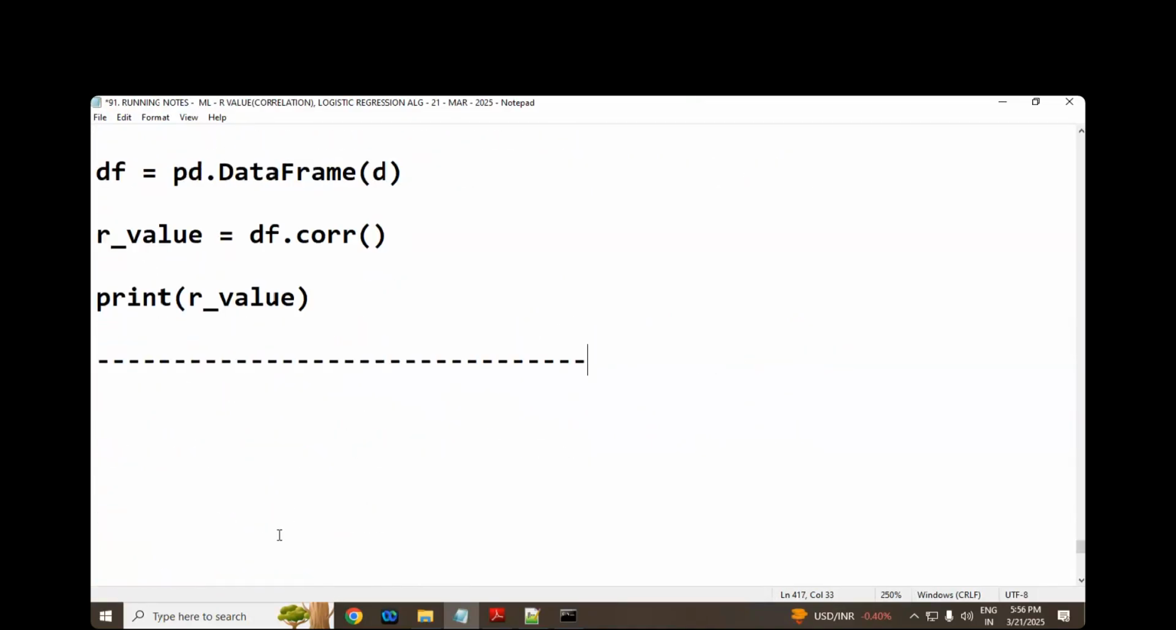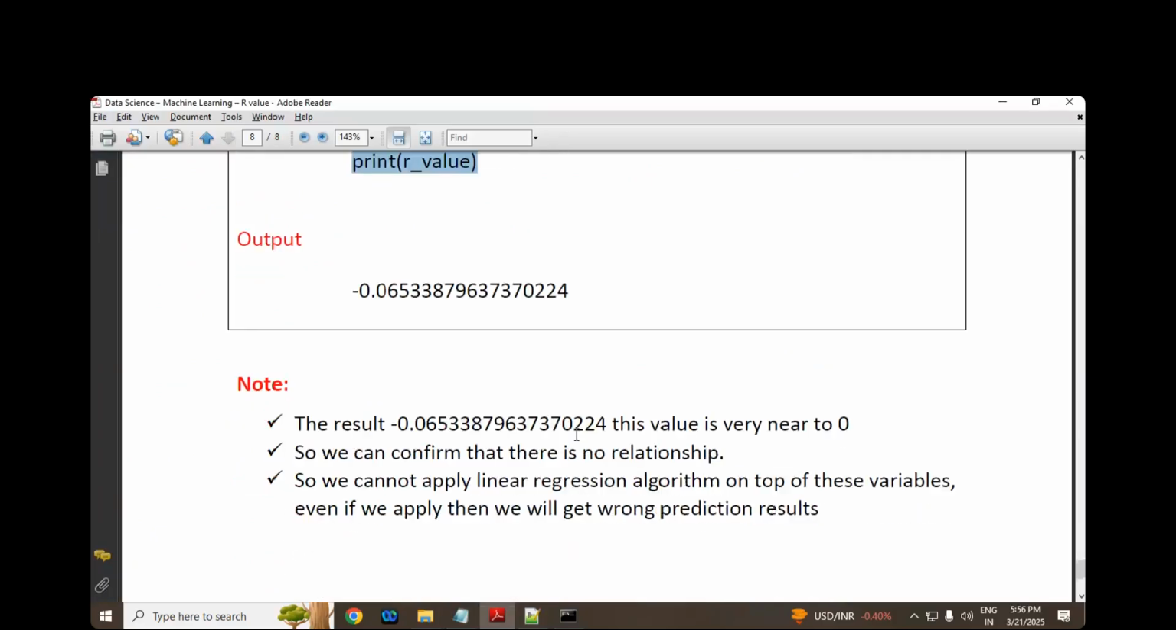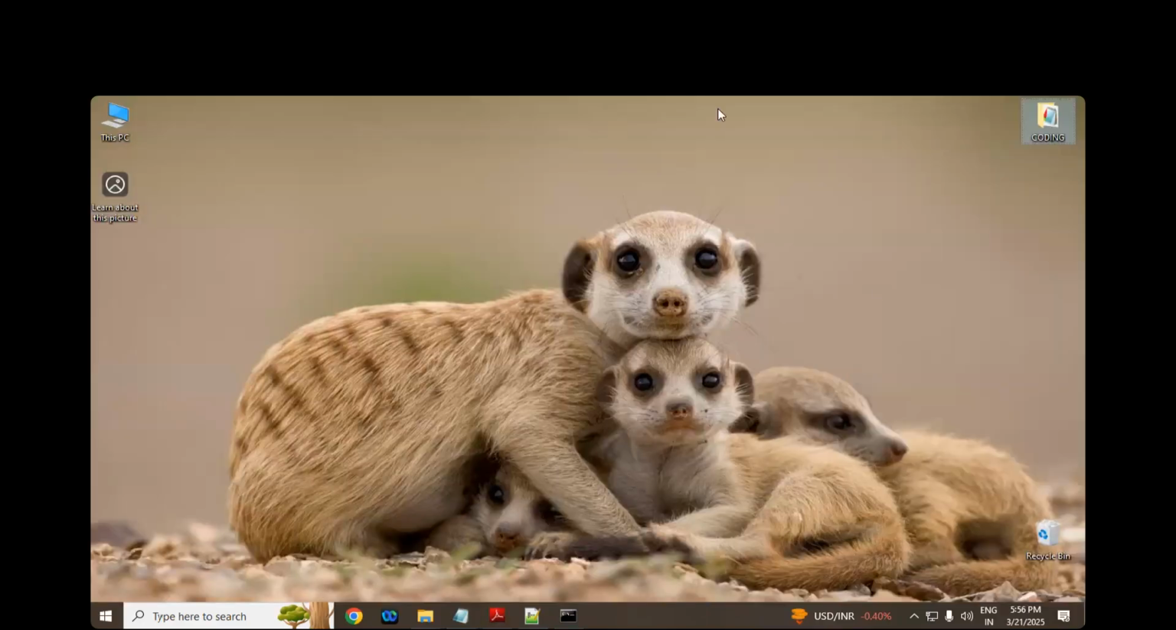We are finding the correlation. Make a note on this. So we can confirm that there is no relationship. So we cannot apply the linear regression algorithm on top of this variable. Even if you apply it, we'll get a wrong prediction. Till now, are you clear, everybody? Online team, I need a response from you also. Come on, please respond somebody.